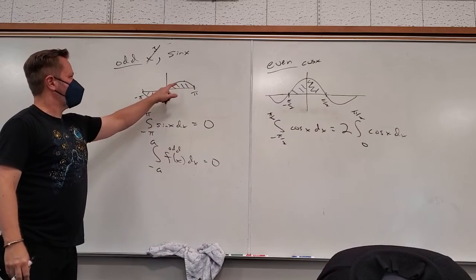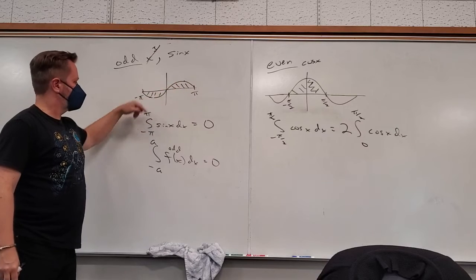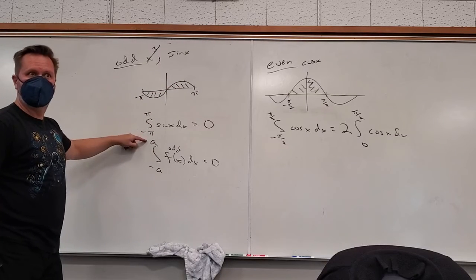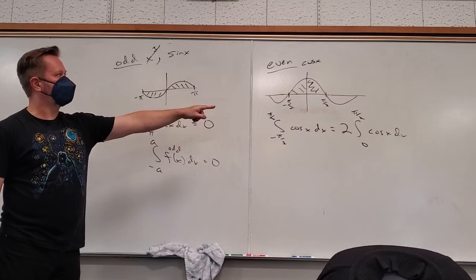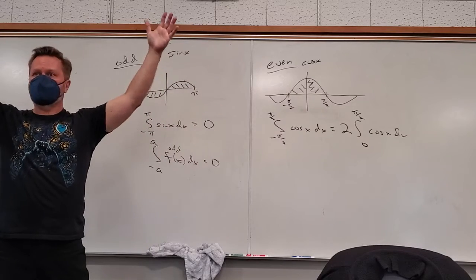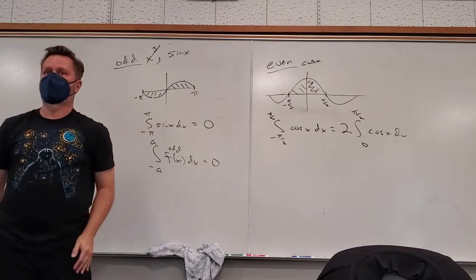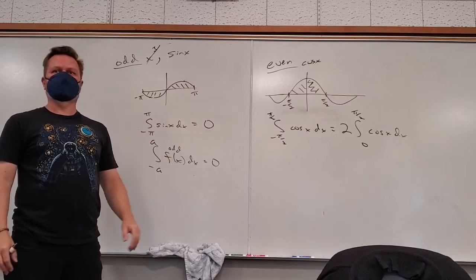This area is exactly the negative of that area, since I'm going symmetric. So that's going to cancel. This one, the area is the same. It's not the negative, so it just doubles. That is sometimes useful.